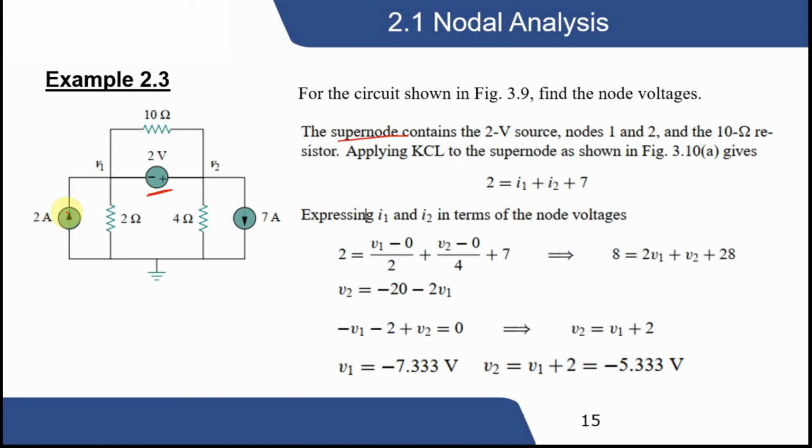If the voltage source is here, then the voltage at this node is equal to the voltage of the given source. If the voltage source is 10 volts, then the node also has 10 volts. So when a voltage source lies between the reference node and a non-reference node, the non-reference node will have the same voltage as the voltage source.